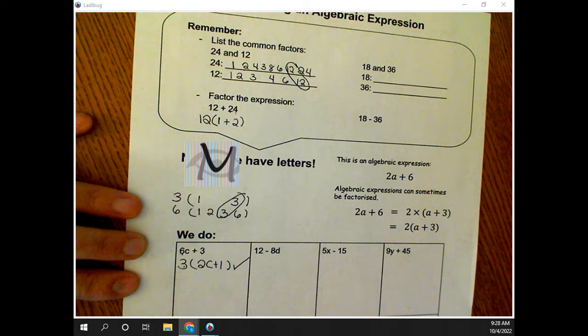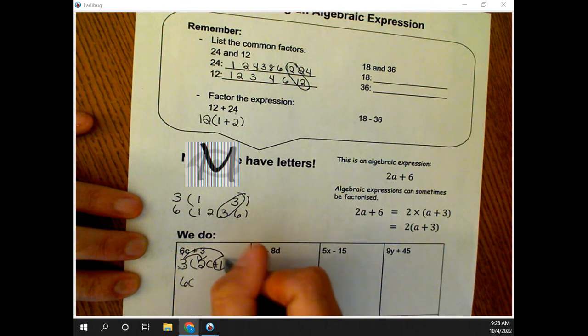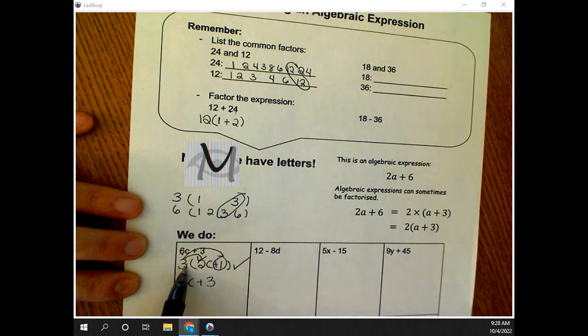All right. Now, every time I do this, I need to go back and check my work to make sure it's correct. 3 times 2C is what? 6C, because I'm reversing it. I'm double checking my work right now. And 3 times positive 1 is what? Positive 3. So I know that I did this correct. And we're going to do quite a few of these together. So don't worry if you're getting a little confused. We're going to keep working these until you understand it.